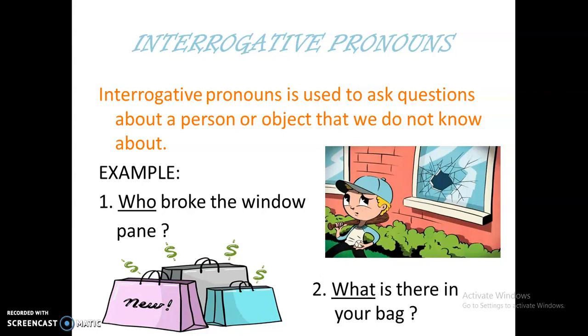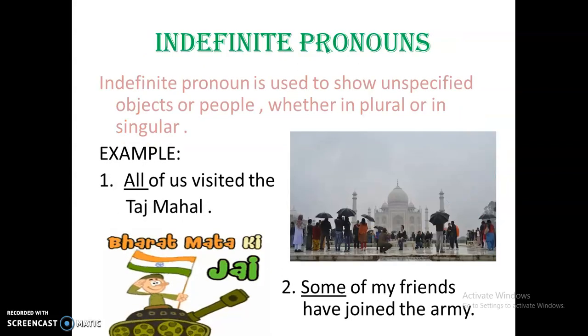Let's read the examples once. Who broke the window pane? Who broke the window pane? So here who is an interrogative pronoun because it is used to ask questions. What is there in your bag? What is there in your bag? What is used to ask questions? All the WH words come under interrogative pronouns.